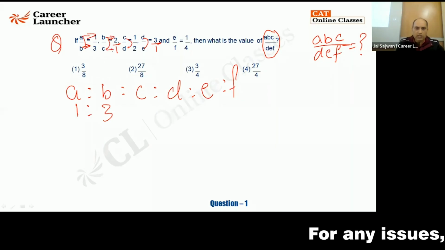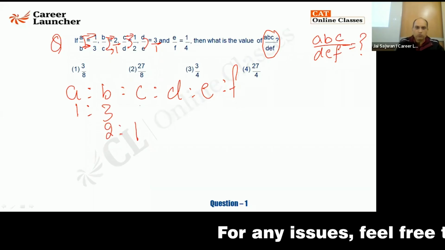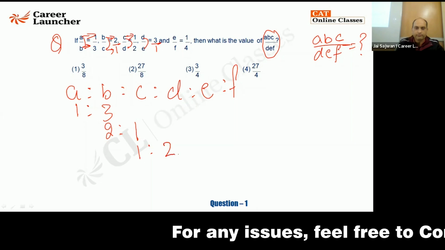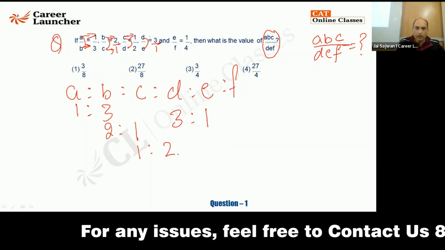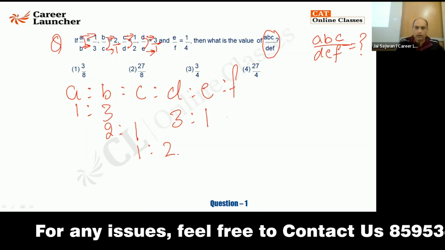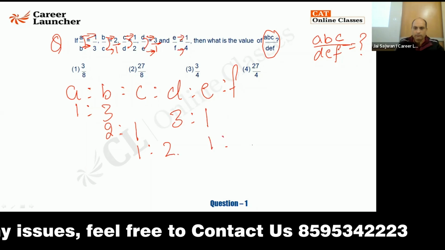But when B is 2, C is 1. When C is 1, D is 2. When D is 3, E is 1. I hope you can understand, D is 3, E is 1. When E is 1, F is 4.